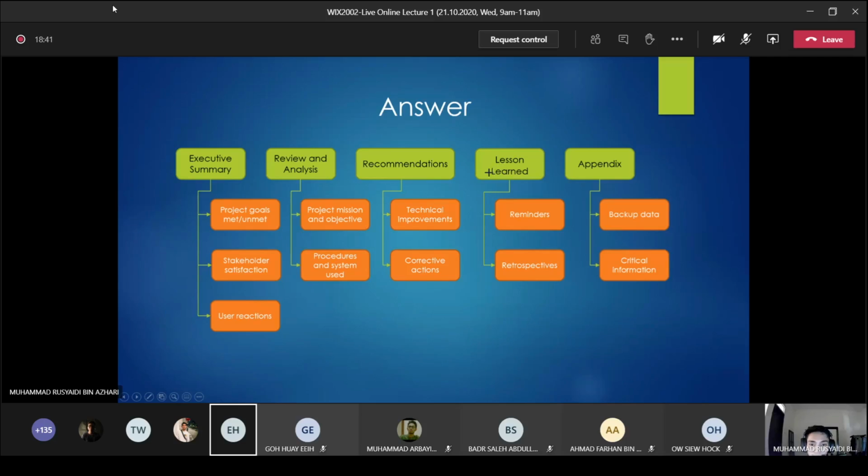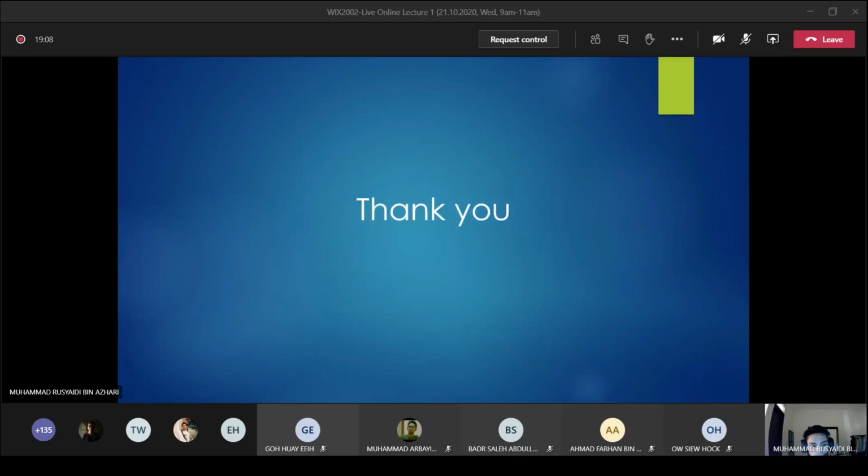The next one is the lesson learned, reminder and retrospectives. Basically, this lesson learned can be used to prevent repeating the same mistake in the future, in the next project. And the last one is the appendix, backup data, and also critical information. That's all from me. Thank you.